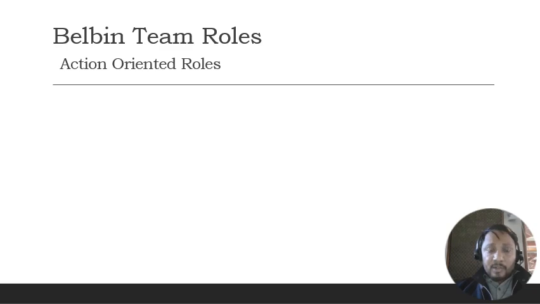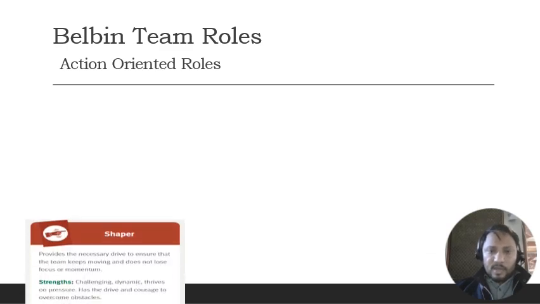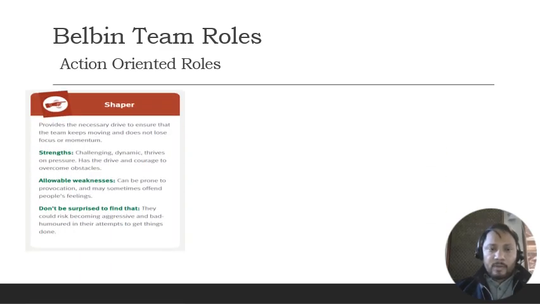Then we have action-oriented roles. Those people really put things to the level that gets things done. The first category is the shaper. They take the ideas and turn them into actionable items. These people are very dynamic, and they put pressure on the team to get things done. But that pressure can turn into their weakness, because if they put too much pressure without any proper guidance, there can be a lot of friction within the team.